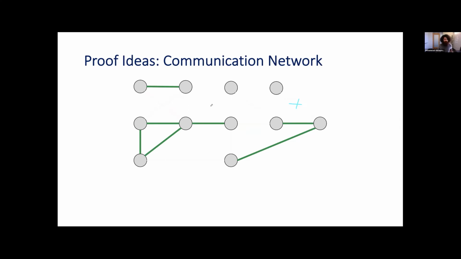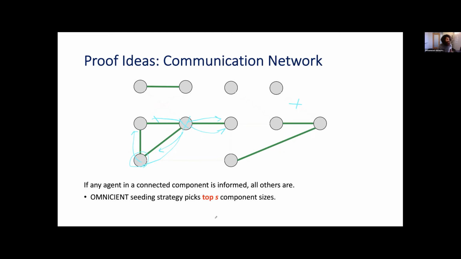Why is this a cool network? Because if any node in any of the connected components of this new communication network is informed, everyone is going to be informed. If I know this guy is informed, this guy is going to inform or infect all these 3 people. Or if this guy is informed, he's going to inform this guy, and then this guy is going to inform this guy.